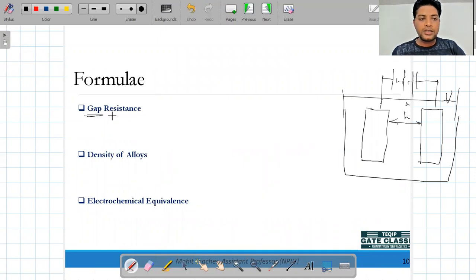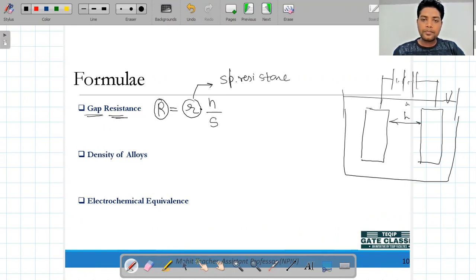So what is the value of that resistance? That will be R, capital R, equals small r, what is this? I will tell you, don't worry, times H upon S. Capital R is basically the gap resistance, and small r is basically the specific resistance of the electrolyte, and the unit is ohm into centimeter. Please keep this in mind as well.